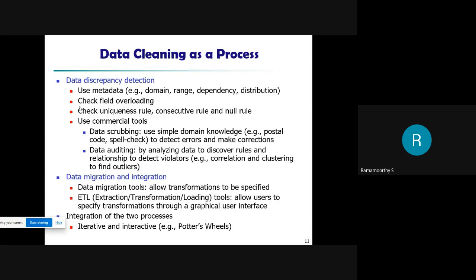So allow the user to specify the transformation through a graphical user interface. And the integration of the two processes involves an iterative and interactive process. So in certain cases it is iterative and in certain cases it is an interactive model, like Potter's Wheel.